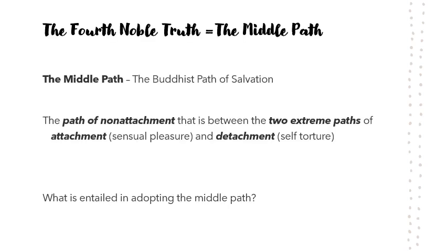That is, the middle path is the Buddhist path of salvation, and this is the fourth noble truth. And the middle path is the path of non-attachment, that is, between the two extremes of attachment, sensual pleasure, and detachment or self-torture. And as we learned earlier, detachment is just another form of attachment, it's just another form of craving. So what is entailed in adopting the middle path?